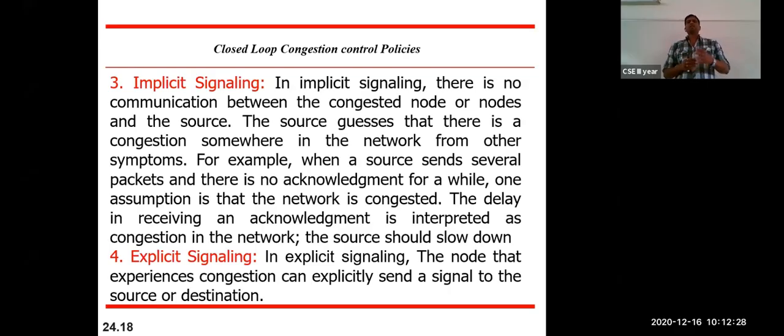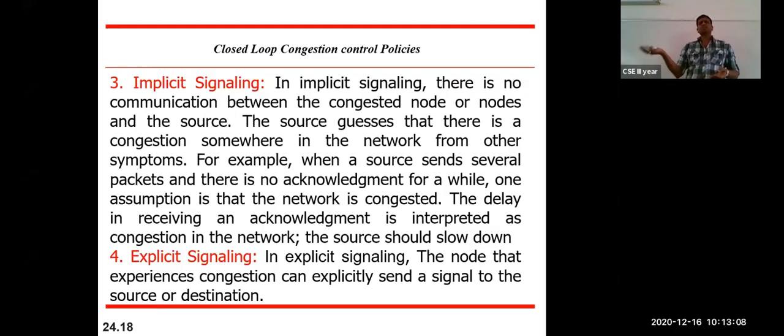Nobody will tell it, right? So that's what it is. Implicit signaling. In implicit signaling, there is no communication between the congested node or the nodes and the source. There is no communication at all. The source guesses that there is a congestion somewhere in the network from other symptoms. For example, when a source sends several packets and there is no acknowledgement for a while, the source keeps going on sending packets, but even after a while, not even a single acknowledgement has come back. One assumption is the network is congested.